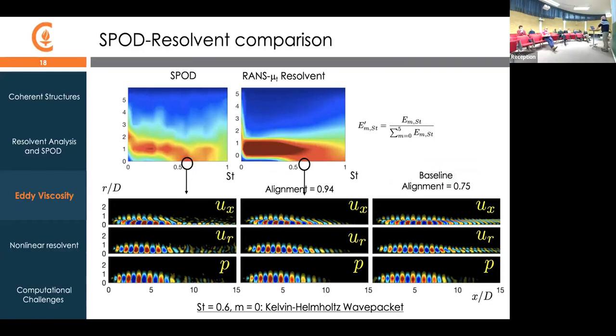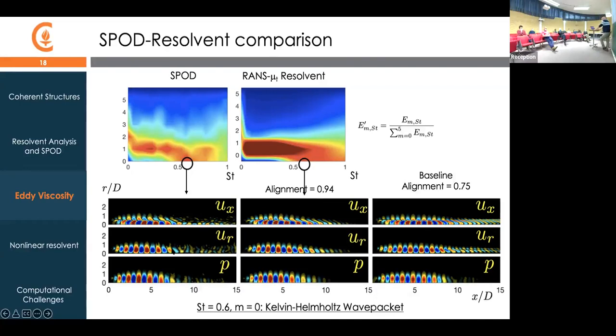So the Kelvin-Helmholtz mode is the least interesting one. Here I'm showing you a carpet map of the energy levels and the gain levels in the corresponding SPOD and resolvent spectrum. You can see already from the carpet plot here that there's a qualitative match between the gain and the actual energy level of the structures in the flow. Zooming into this region of the Kelvin-Helmholtz, so m equals 0 at mid frequencies, we see that the baseline alignment was already pretty good, but the standard eddy viscosity model, which is what's plotted here, brings that all the way up to like 94% agreement.